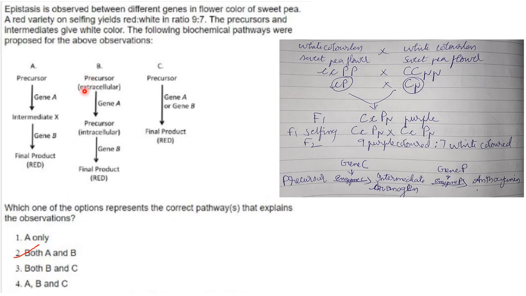Then precursor extracellular gene A, precursor intracellular gene B, final product red. Both the genes are present, active, not mutated. So naturally end product will be red. Now precursor gene A or gene B, then it is not going to work out. You will not get red color. Either gene A or gene B means you will not get red color. You will not get the 9:7 ratio. So both A and B are correct. Answer option 2.